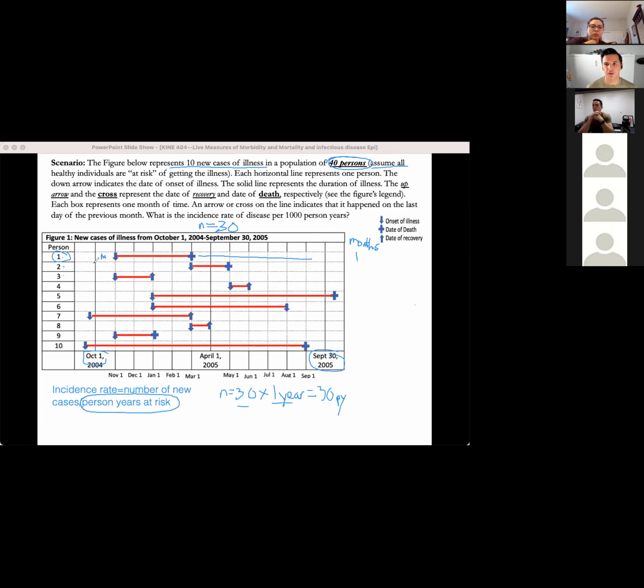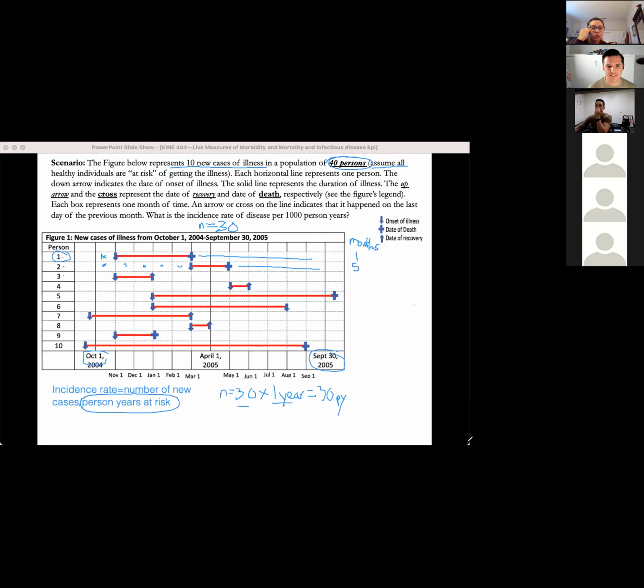Person 2 starts out disease-free. They're at risk for 1, 2, 3, 4, 5. Then they get the disease, they're sick for 2 months, and then they pass away. So none of this time afterwards counts because they're no longer alive, they're not at risk for disease. So person 2 contributes 5 months at risk for this particular disease. Hopefully you're starting to see how I'm calculating this. So how much time at risk is person 3 for this particular disease?